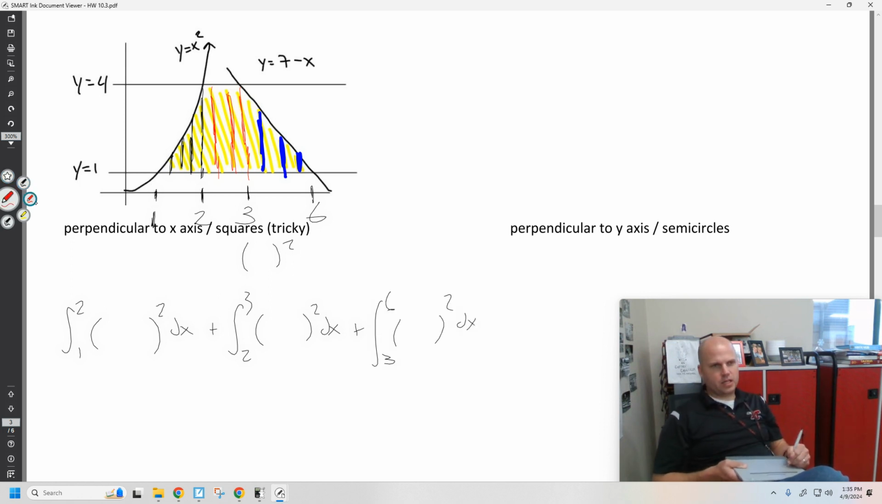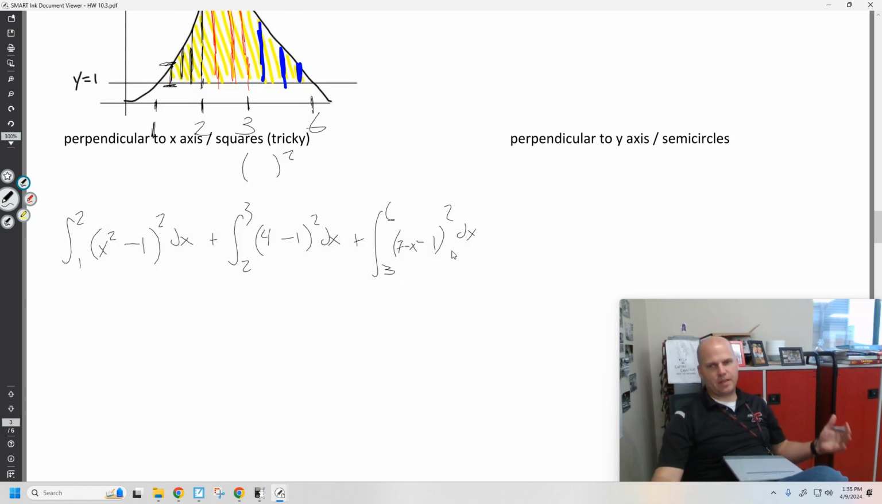What are the side lengths? The side lengths are top y minus bottom y. Y equals top minus y equals bottom. The bottom's always 1, so it's always going to be minus 1, minus 1, minus 1. So the top that changes is y equals x squared. This is y equals 4. This is y equals 7 minus x. Okay, you type that into your calculator.